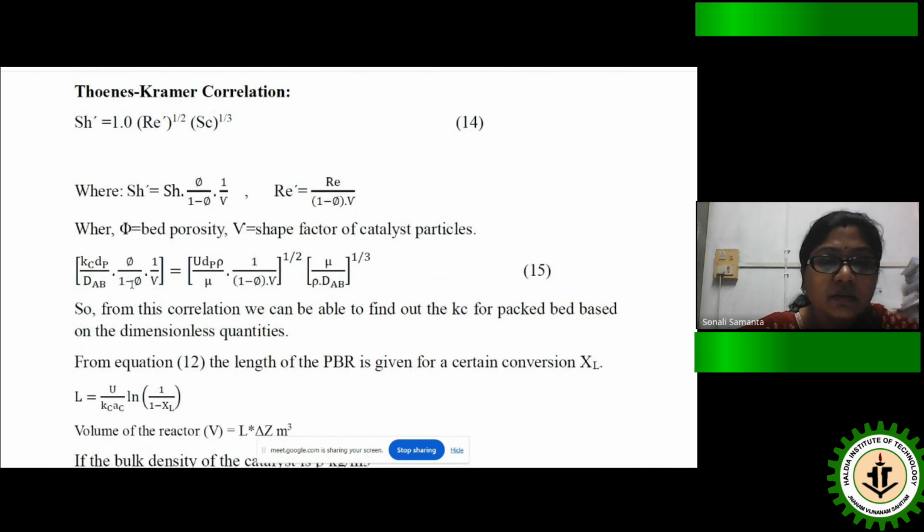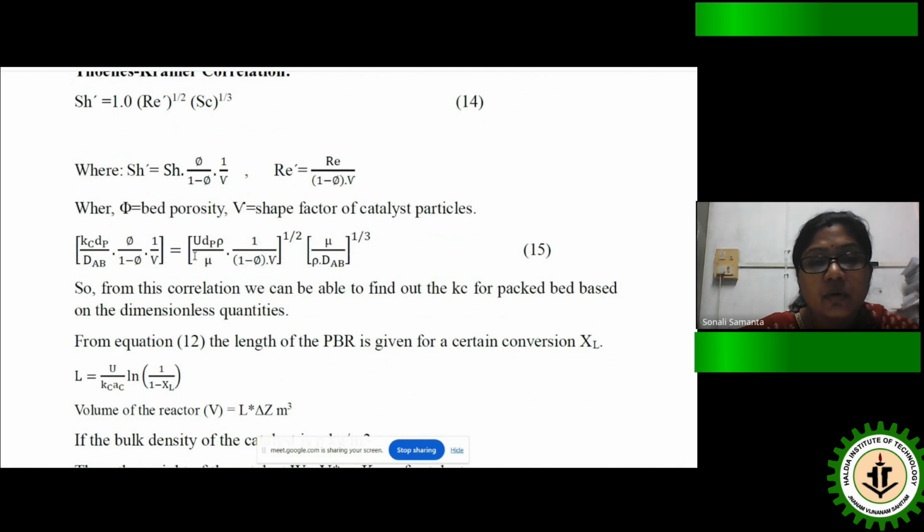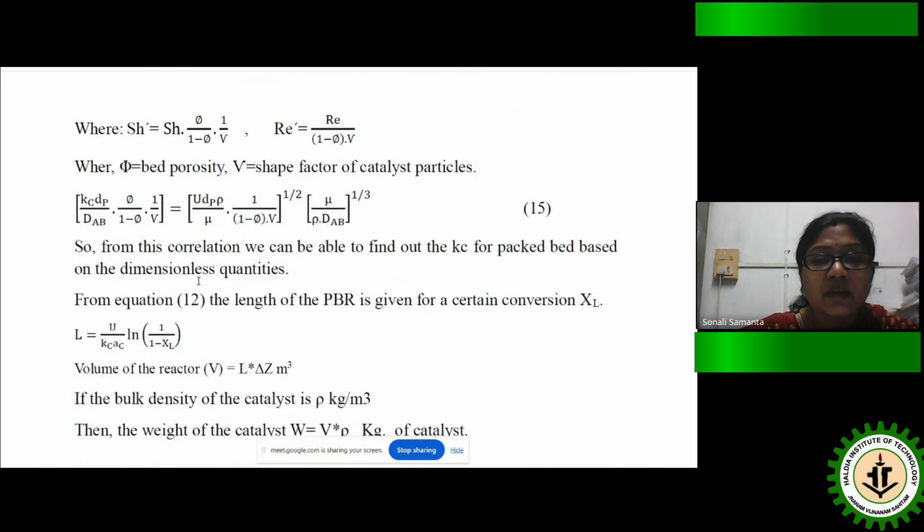And we can see that all the things are known to us except the Kc value, because all the intrinsic properties of the fluid as well as the catalyst are known. So if we are able to find out the Kc value and put the Kc in that equation, in equation 12, N equals U by Kc Ac into ln of 1 by 1 minus XA, I can find out the length of the reactor.